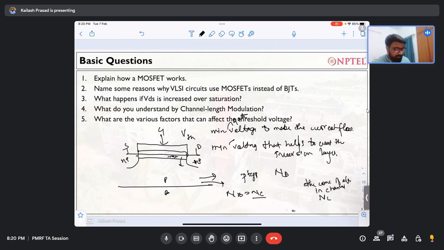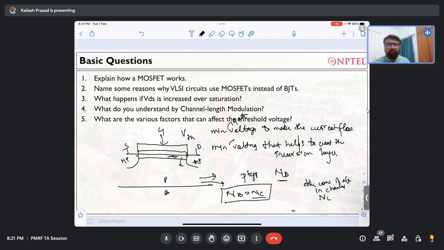It means that you apply the gate voltage, you remove all the positive charge carriers from here, and then you make this region filled with electrons, the negative charge carrier, but the concentration should be that high as compared to the bulk. So this particular point is called inversion.